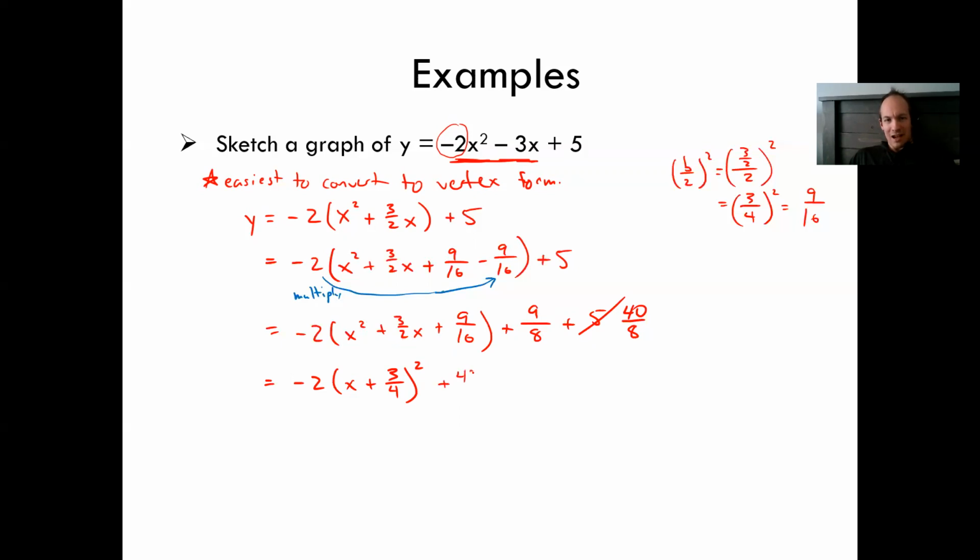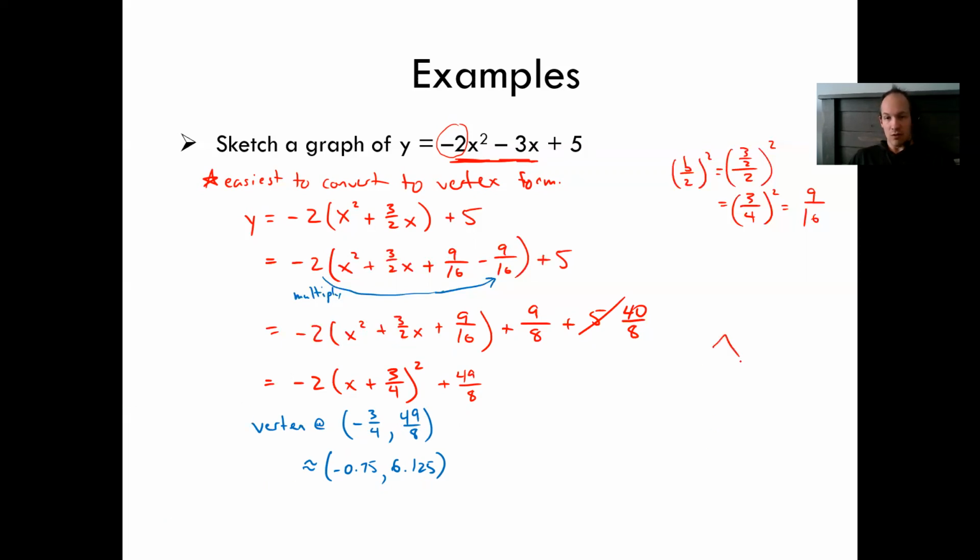plus 49 over 8. All right, these aren't great numbers, but what we can see is we've got a vertex located at negative 3 over 4, and 49 over 8. So this is approximately negative 0.75, comma, what's 49 divided by 8? That's, I think, 6.125, if I'm not mistaken. 48 divided by 8 is 6, so I think that should work.